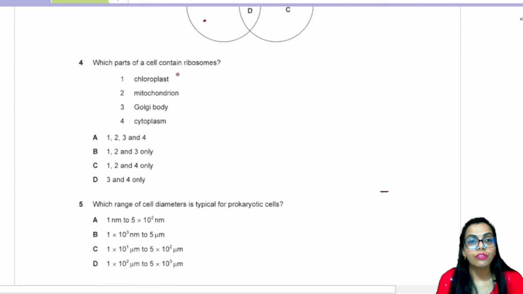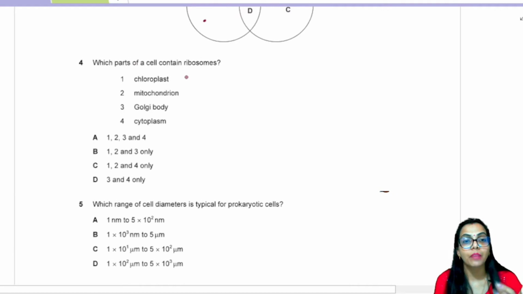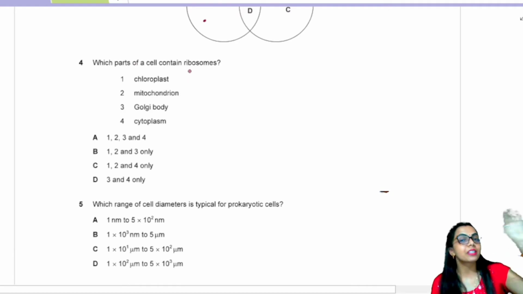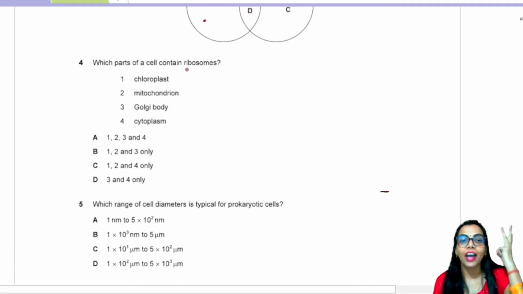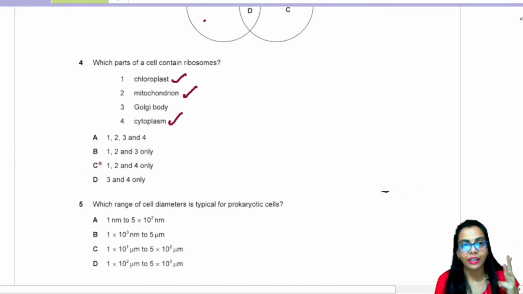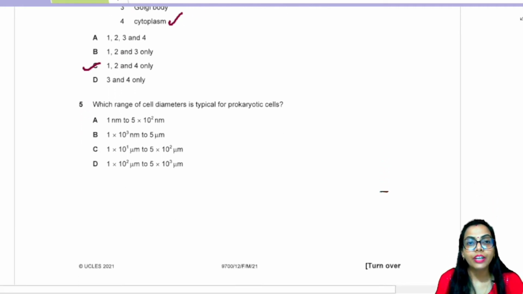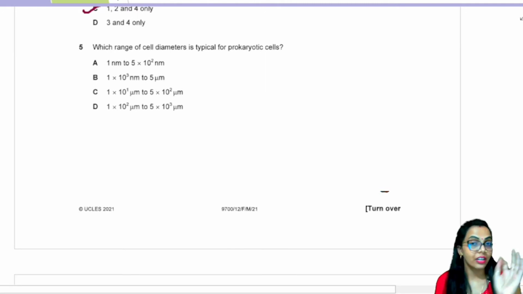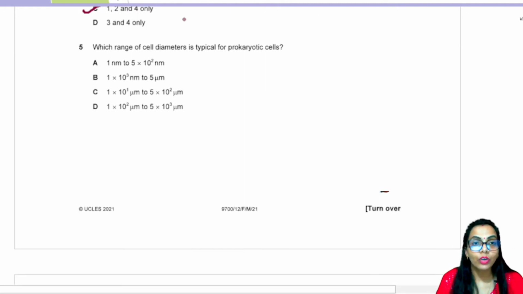Now the fourth question: which part of a cell contains ribosomes? Ribosomes are present in the chloroplast, mitochondria, and the cytoplasm. So 1, 2, 4 will be the answer. Never take your answer in a hurry; look at each and every option.